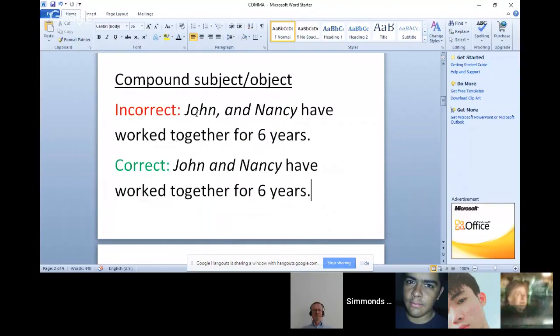Okay, so we have two subjects here, so we can't separate them. There's no reason why we should separate this. If you wanted to add a comma anywhere, I would say it would be here. And again, then you would have different information: John and Nancy, who are 18, have worked together for 6 years, something like that. But you cannot separate the two subjects.